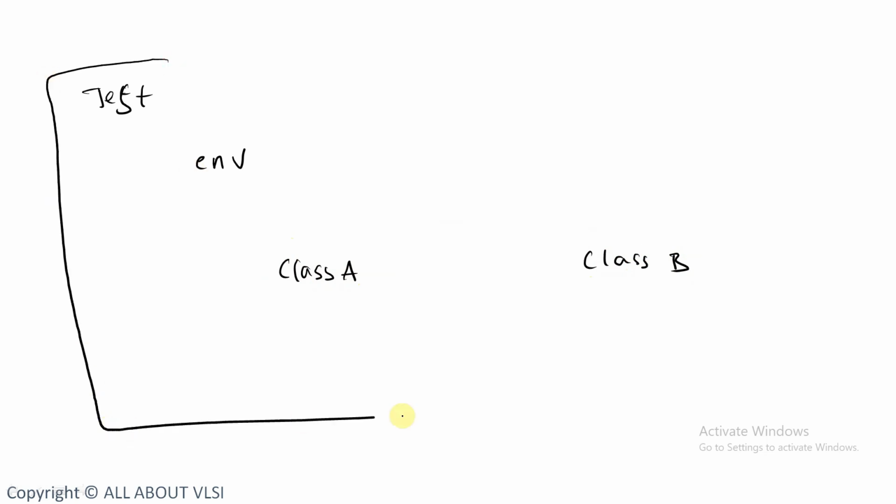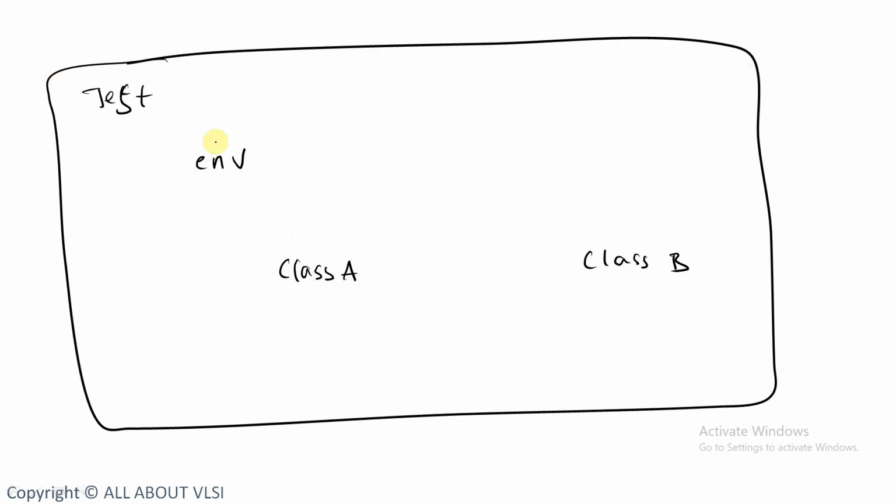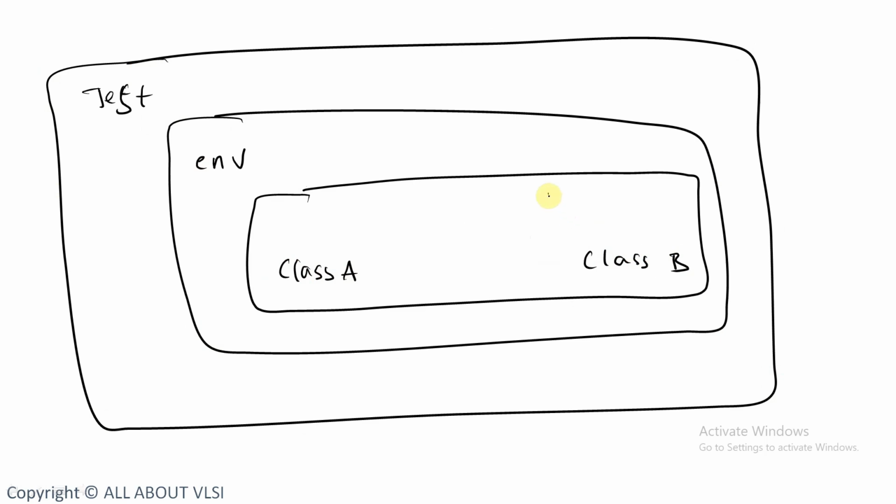Now let us try to understand this with an example. Let's say we have a test, and inside this test we have an environment, and inside this environment we have two classes, class A and class B. So this is our hierarchy: test, environment, class A and class B. Now this class is going to have one more class, a subclass known as C.